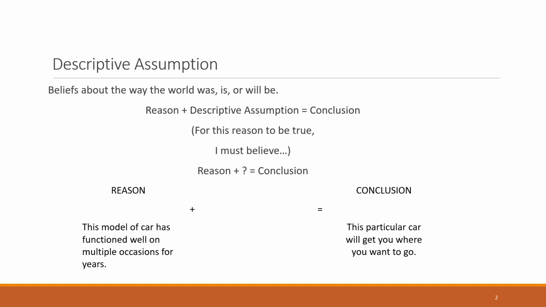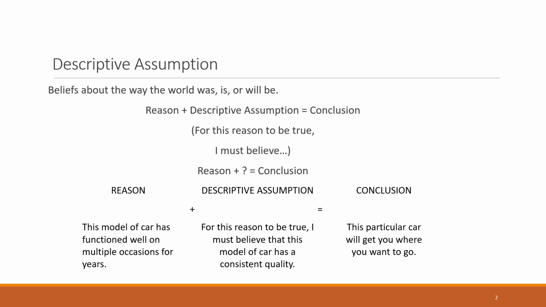So for us to make the reason and the conclusion stronger, I need to identify the descriptive assumption. What do I believe must be true in order for the reason, which is this model car has functioned well on multiple occasions, therefore this particular car will get you where you want to go. So for this reason to be true, I must believe that this model of car has a consistent quality.